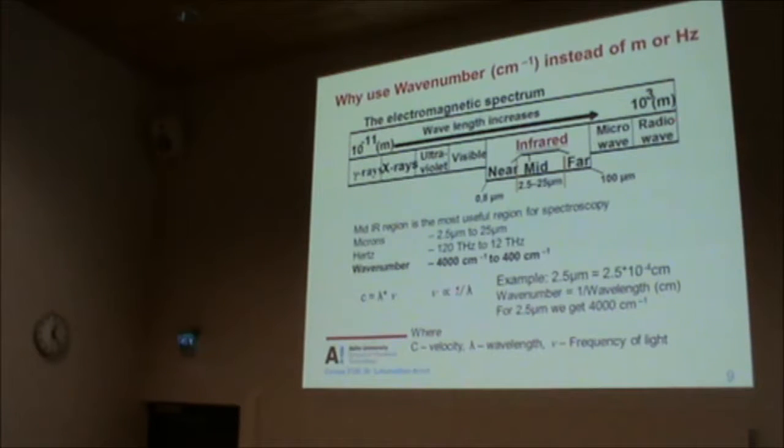Now frequency is inversely proportional to lambda. If you calculate 1 by wavelength in centimeter, 2.5 converts into 4,000 centimeter inverse. Okay, so that's how you convert 2.5 micrometer to 4,000 centimeter inverse. This also applies to Raman. I don't know if you remember the Raman spectrum. You had wave number on the x-axis.